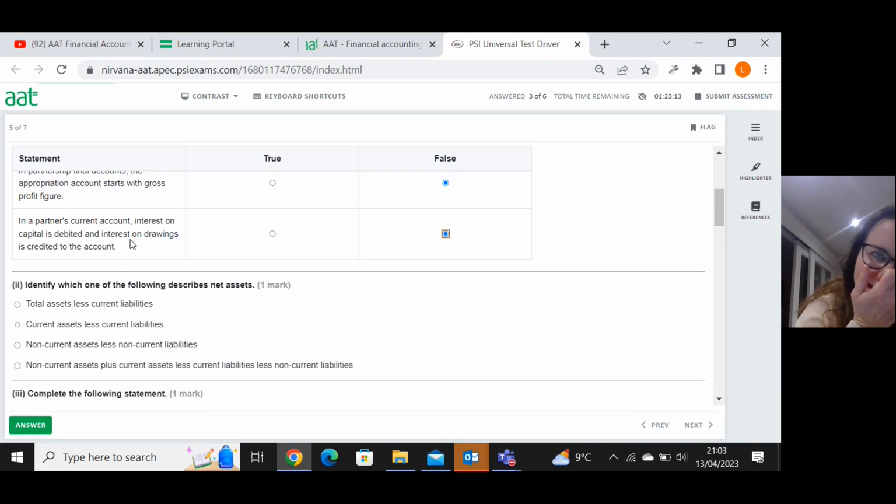Incidentally, my little tip for current accounts is remember that the debits are the D's. The D for debit, D for drawings, D for interest on drawings, and pretty much everything else will be a credit.